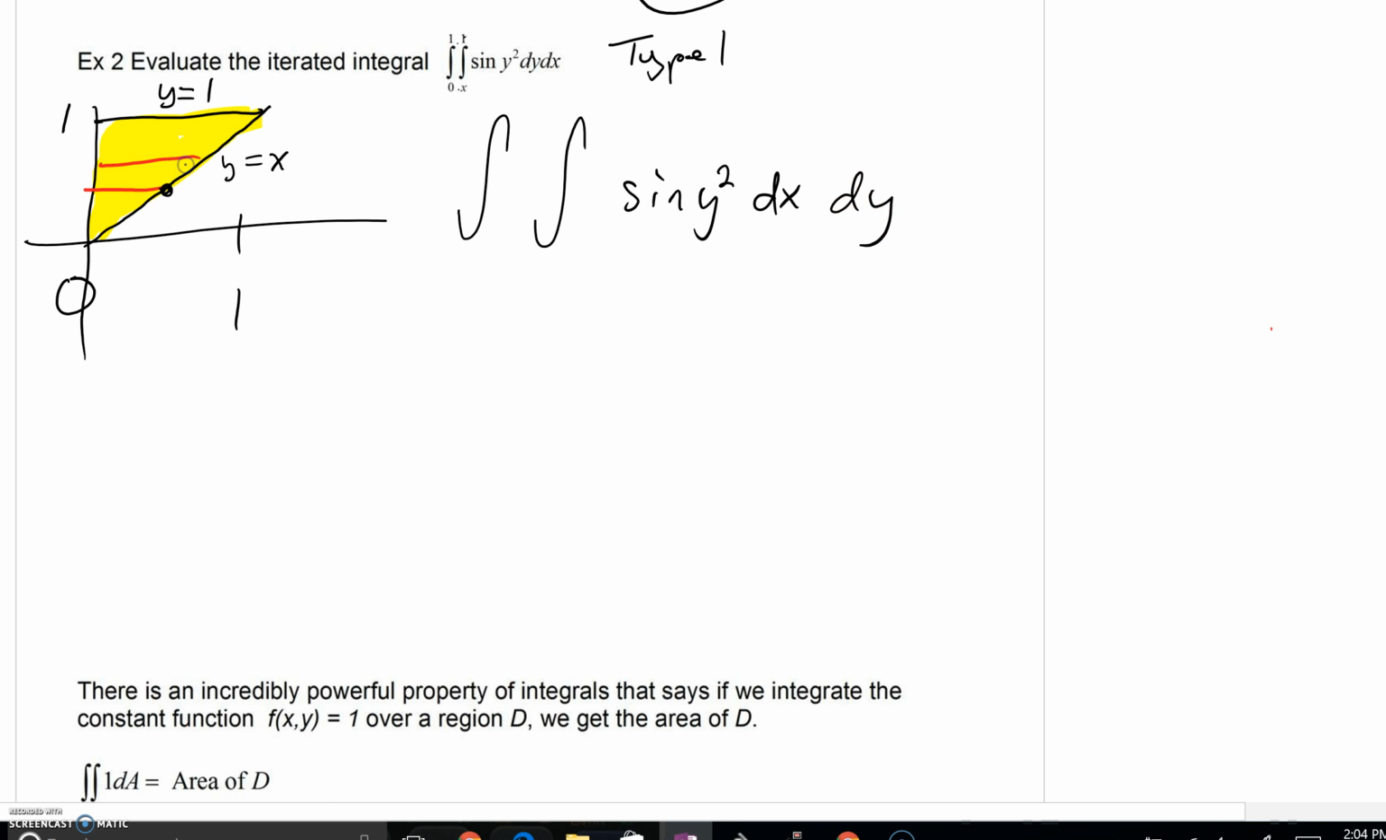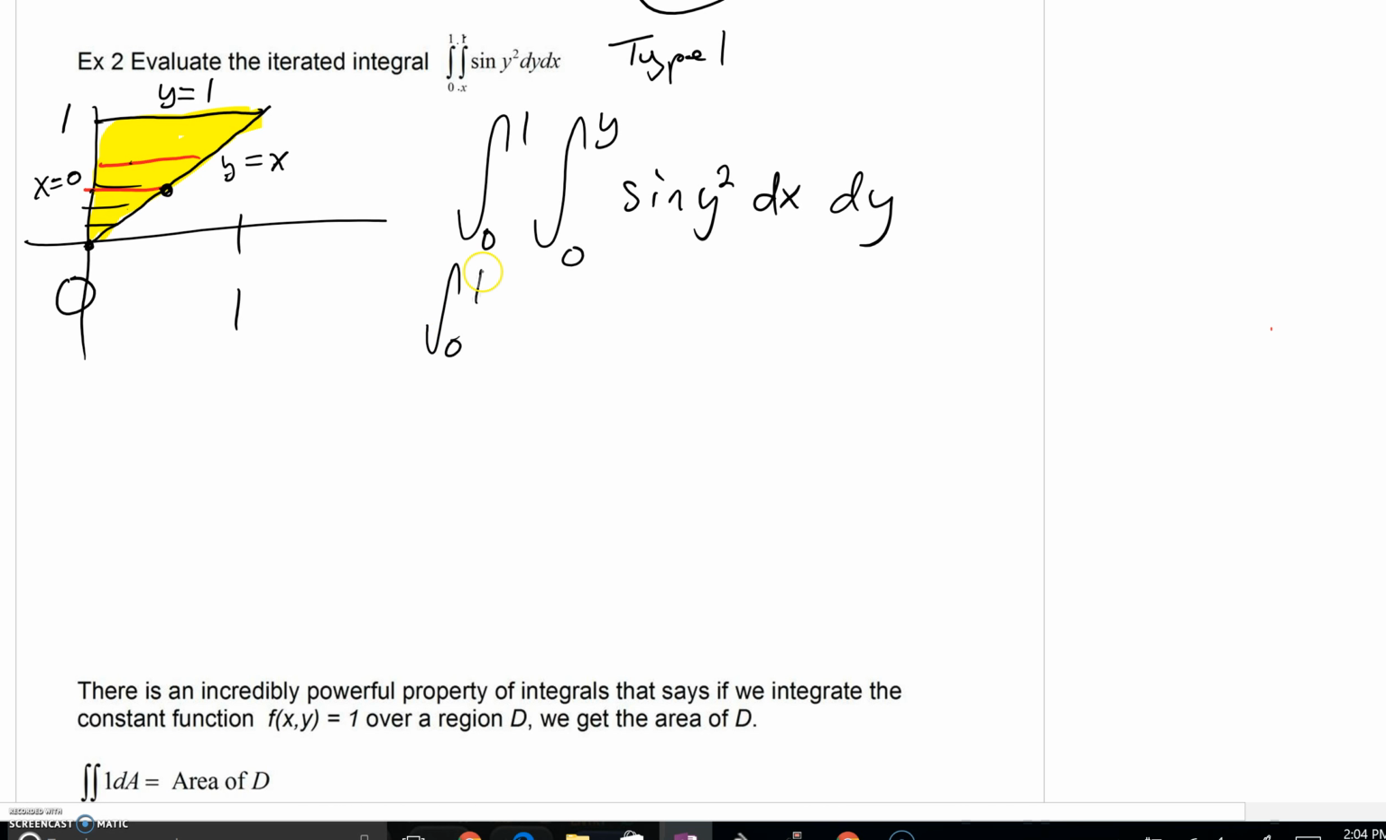So we see our upper boundary here would be x equals y. Our lower bound would be x equals 0. And then integrating, you look at all of these horizontal lines run from y equals 0 all the way up to y equals 1. Would this be more approachable?